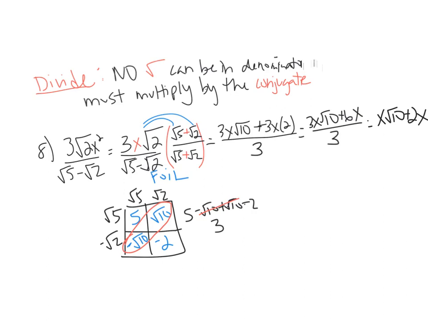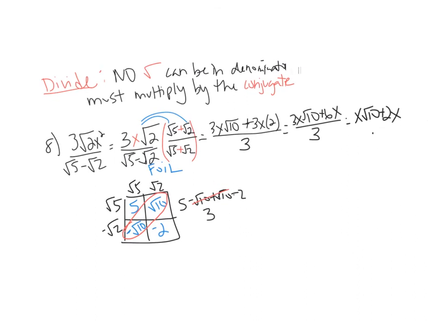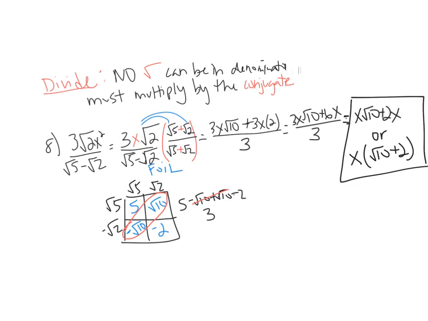So final answer would be x root 10 plus 2x. You might also see this written a little differently. I could also pull out that x and write it as x times the quantity root 10 plus 2. So just know that these are equivalent. One's not wrong or right. They're both correct, just you might see it written in different ways. So that is dividing binomial expressions. You're not allowed to keep a square root in the denominator. So what do you have to do? You've got to multiply by the conjugate. Conjugate, fancy word for swap the sign.